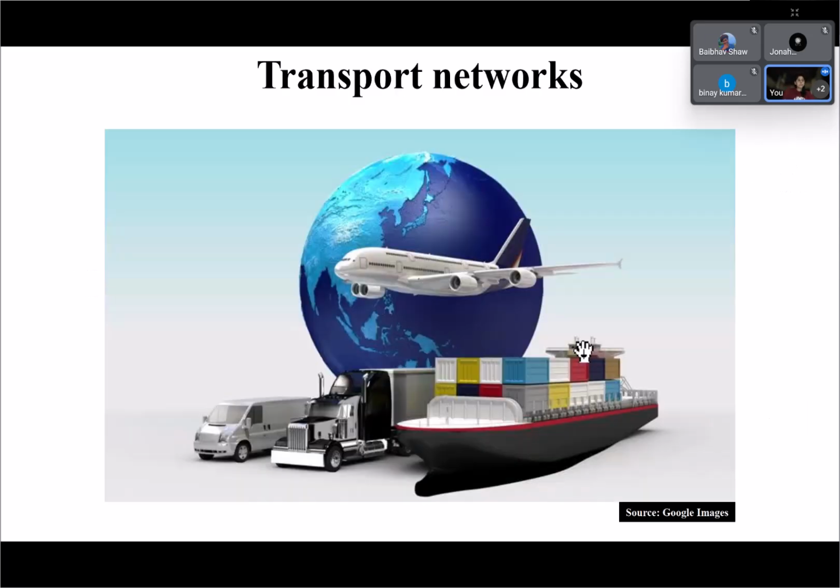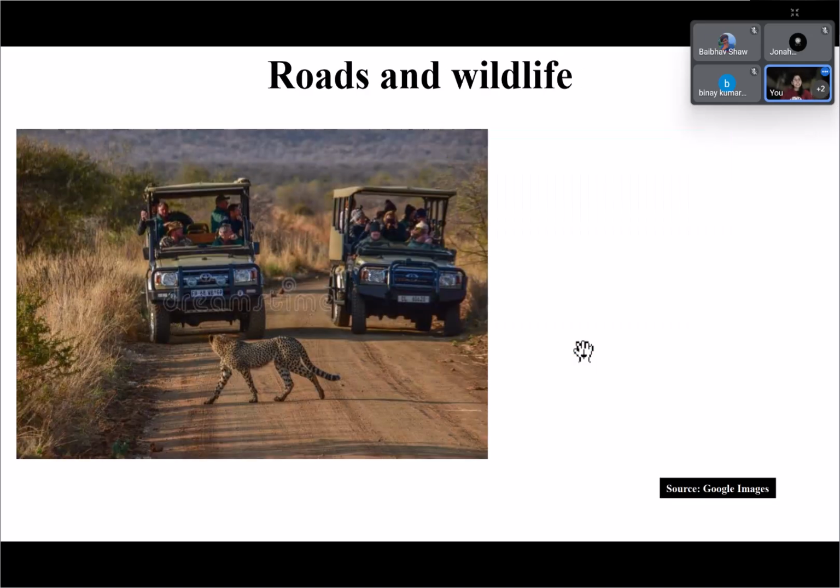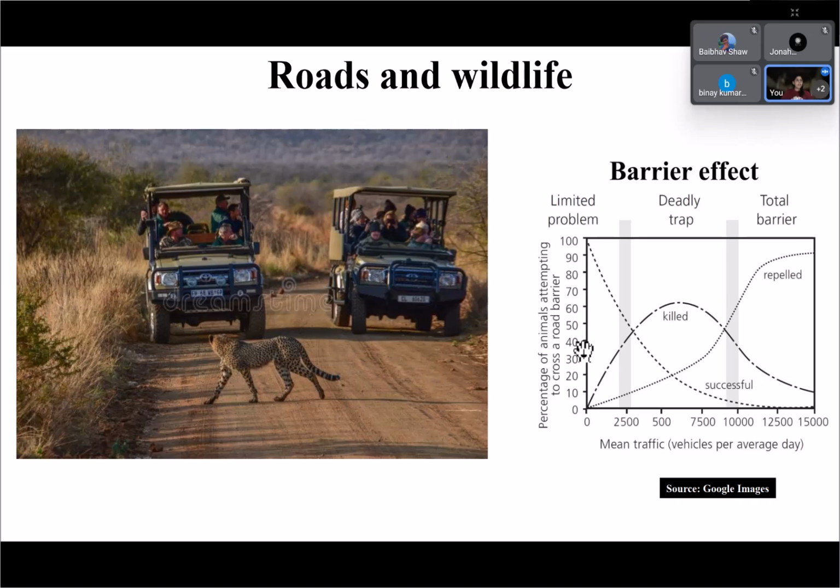So first is the transport network. People over the globe are now connected with each other through several modes of transport networks, be it airways, waterways, roadways. Roadways have their own railroads and cars. Now, increased networks, of course, increase pollution, but the other most prominent effect of transportation is on wildlife. And with this, there was a very important concept, which was the barrier effect.